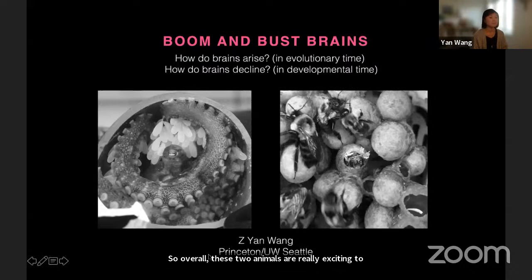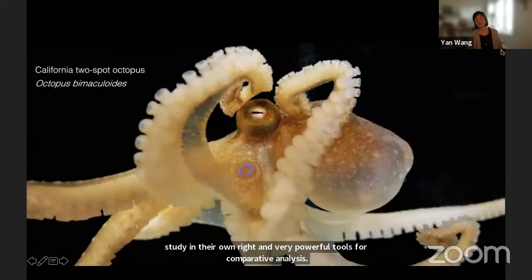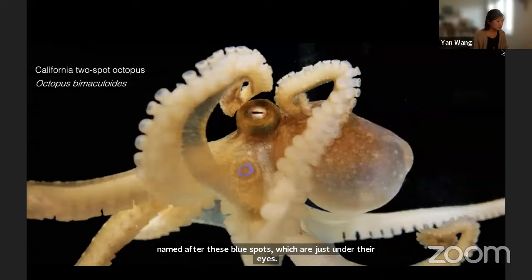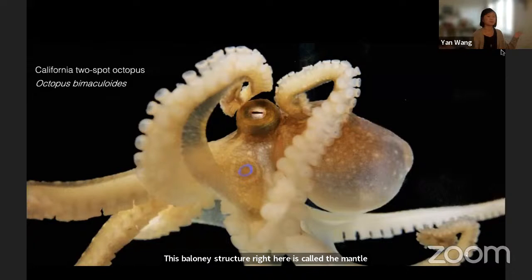Today I'll spend most of my time talking about death in the octopus. This is the octopus I study, Octopus bimaculoides, or the California two-spot octopus, named after these blue spots just under their eyes. This balloony structure right here is called the mantle, and that houses all of their guts, reproductive organs and their hearts. And then, of course, these are their eight arms lined with suckers.